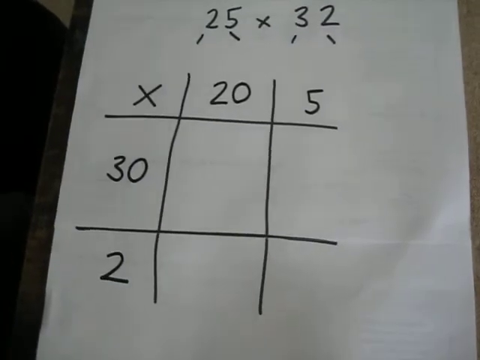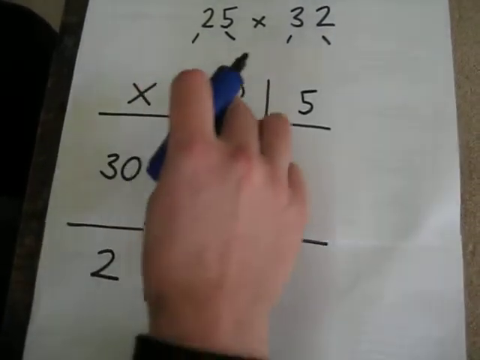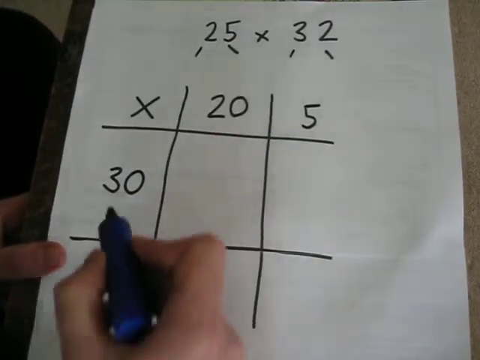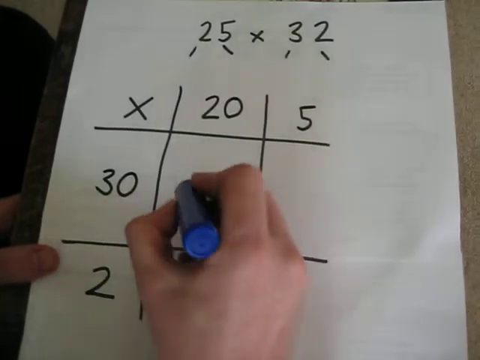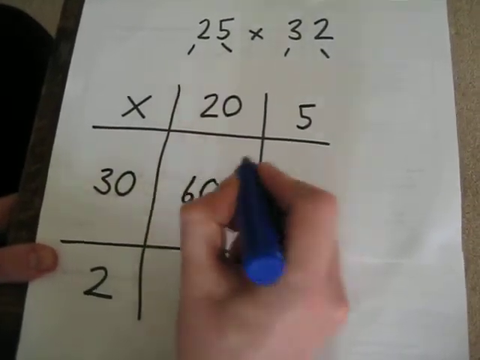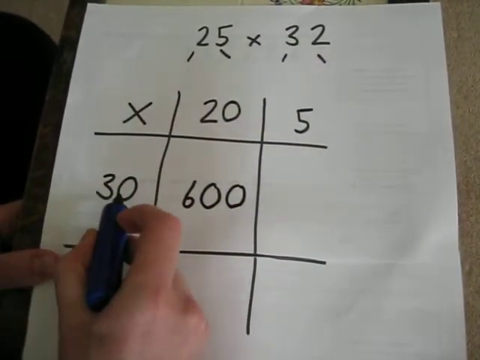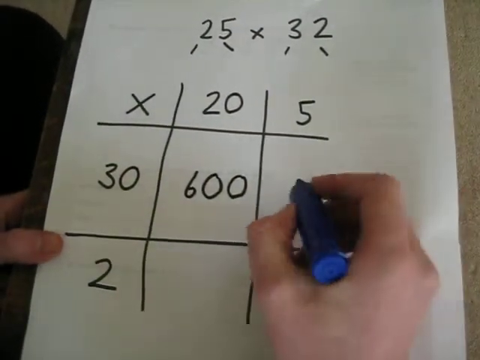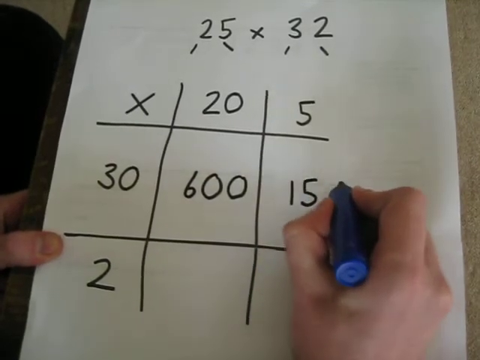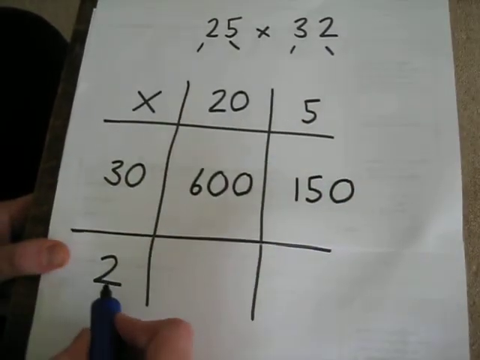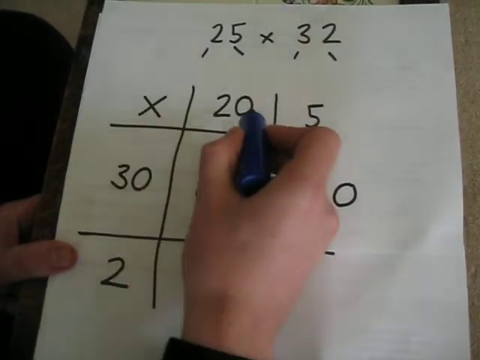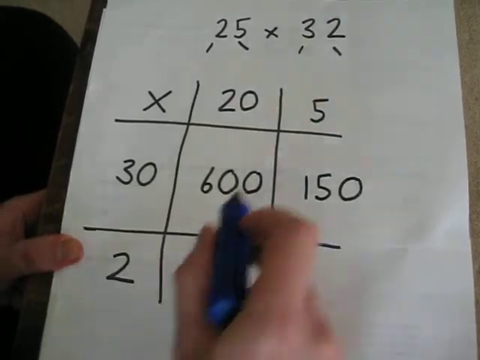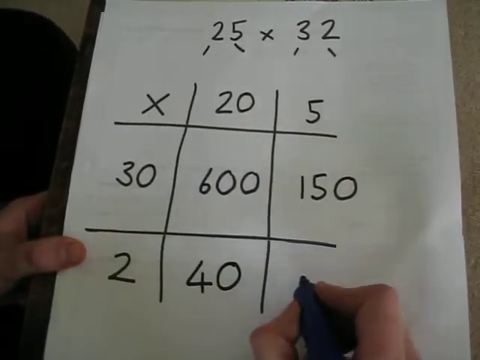At this point, we've got the main calculation set out, and this is where we can start to multiply the numbers by one another. The first one will be 30 times 20, which would give us 600. We could then do 30 multiplied by 5, or 5 multiplied by 30, which gives us 150. Moving down to the units, we have 2 multiplied by 20, which gives us 40, and 2 multiplied by 5, which is going to give us 10.